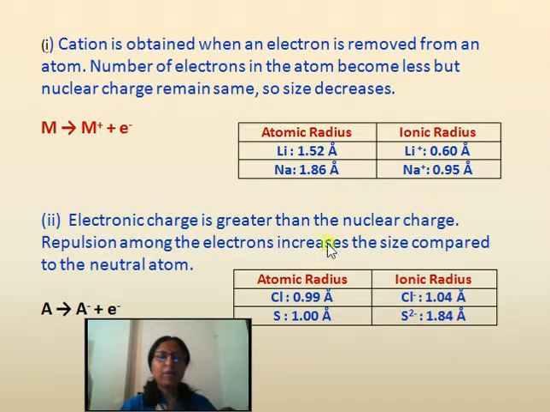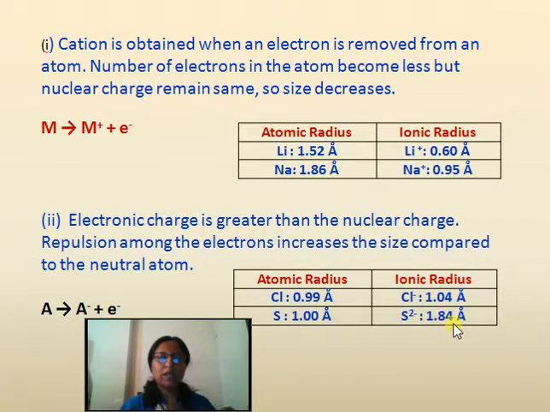In the case of formation of anions, I have taken the example of Cl and Cl minus. Here you see the atomic radius of chlorine is 0.99 angstrom, whereas that of chloride is 1.04 angstrom. So this is more than what we had in the case of neutral chlorine. And if we take the example of sulfur and sulfide, you can see in sulfur the atomic radius is 1.00 angstrom, whereas in the case of S2 minus the ionic radius value is 1.84 angstrom.